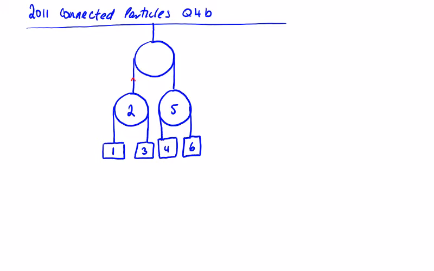Okay, so there's a lot going on here. Let's put our T's in first. T1, T2, T3. And we put our accelerations in. The 5's going down, so my A from the top is this one. 2's going up, so the acceleration of the 2 is this one.